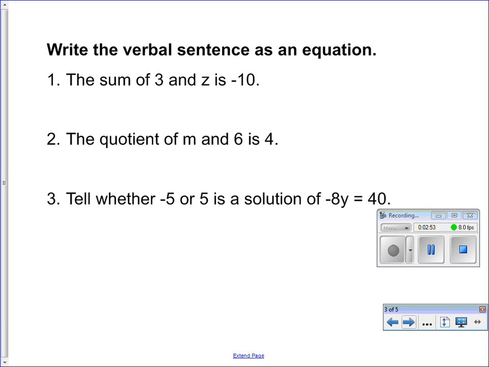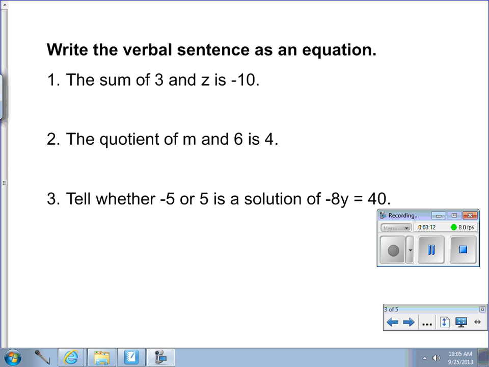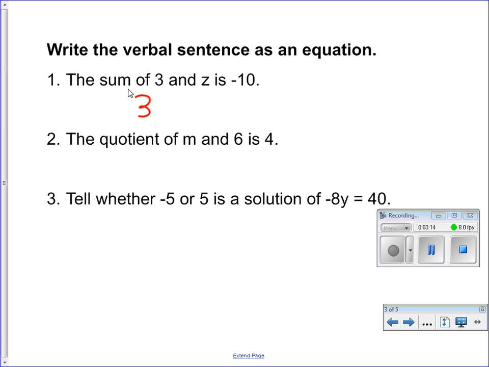All right, so let's do some examples writing the verbal sentence as an equation. Number 1, you're given the sum of 3 and z is negative 10. Write that as an equation. The second example, the quotient of m and 6 is 4. Write an equation out for that verbal sentence.